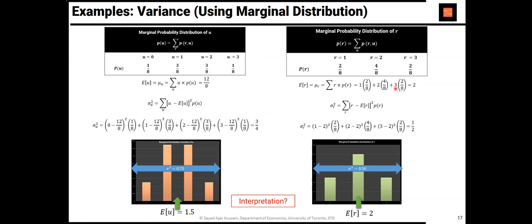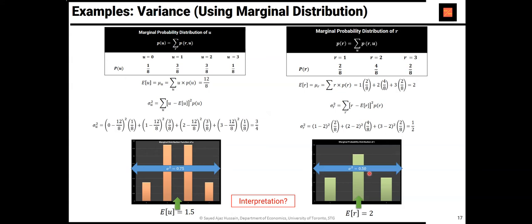In the same way, you first find out the expected values, already done for you. I don't know why they didn't show the calculation here, but anyway. And now, of course, same thing here. Take each value of r, subtract the expected value: 1 minus 2 squared times the probability, 2 minus 2 squared times its probability, 3 minus 2 squared times its probability.